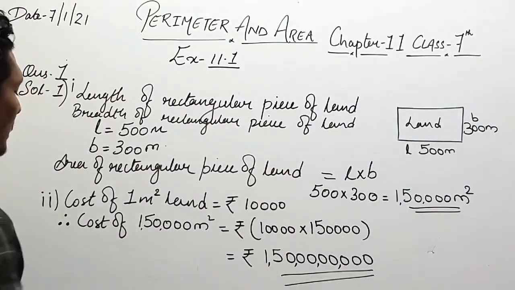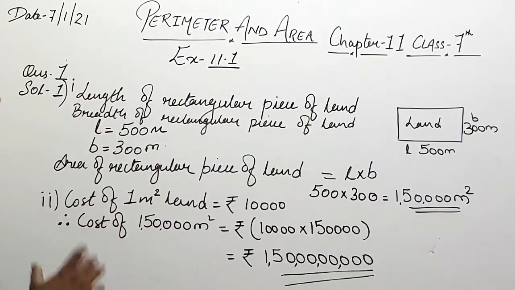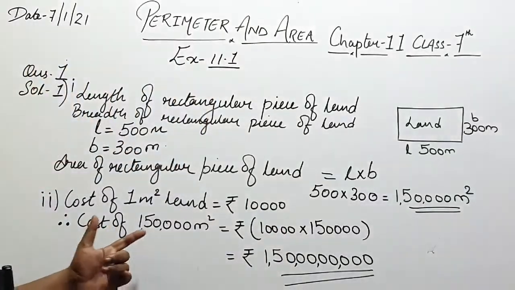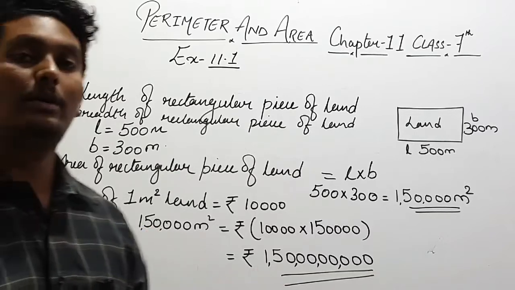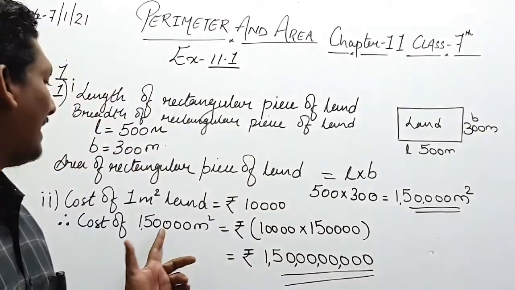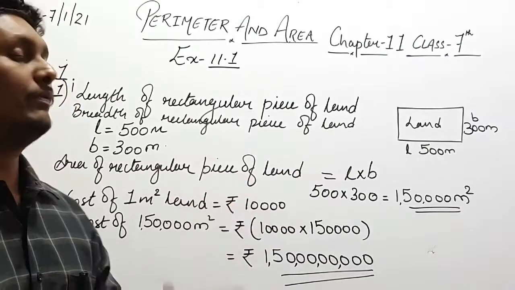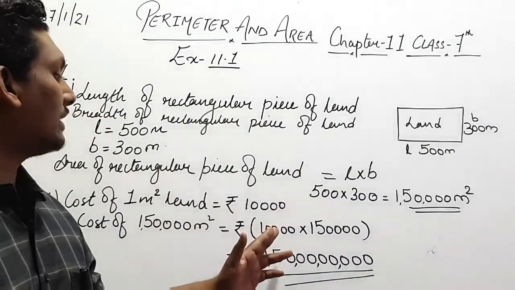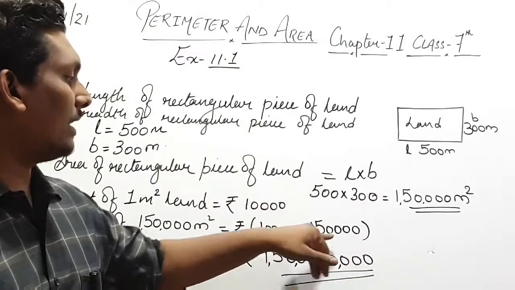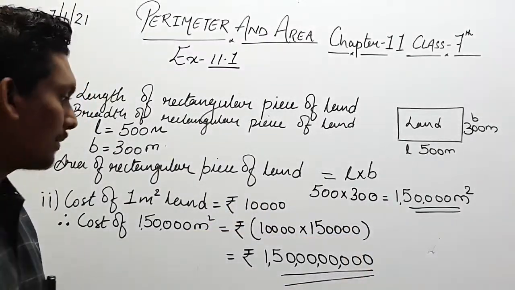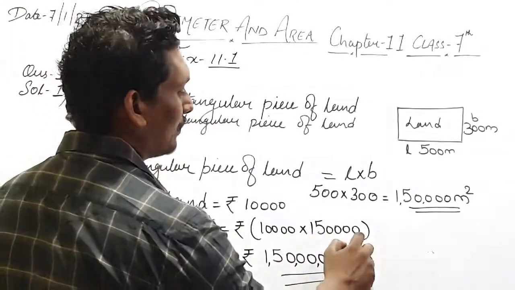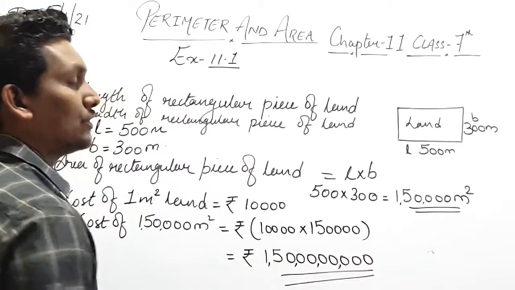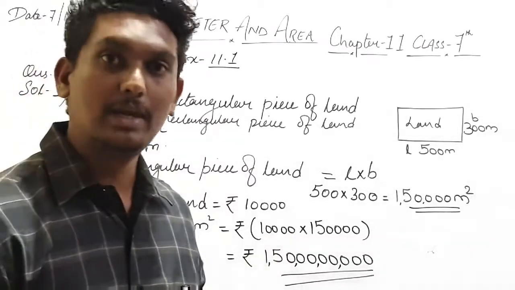Now come to the next part. The next part is that the cost of 1 meter square of land is given, rupees 10,000, right? So we have to find the cost of 1,50,000 meter square. This is the land and this is the cost. We have to find the actual value of this land. So just multiply this 10,000 with 1,50,000. Very simple calculation. Here 4 zeros are here, 4 zeros are here. Just first write 8 zeros and write 15. So this is the actual cost of the land.